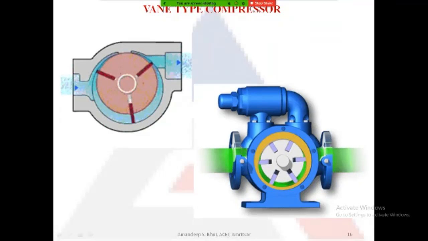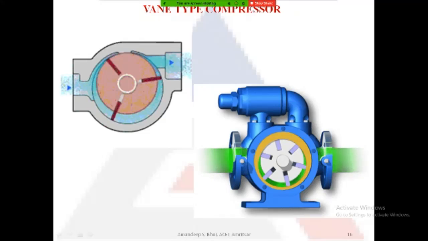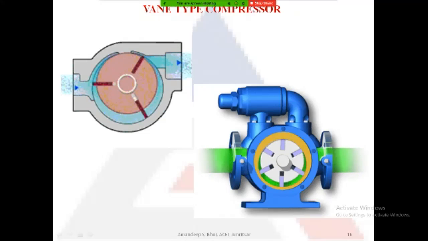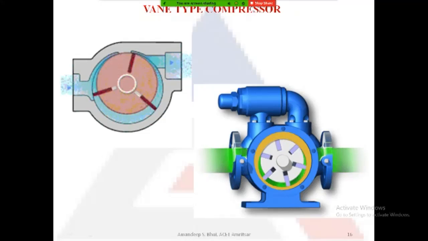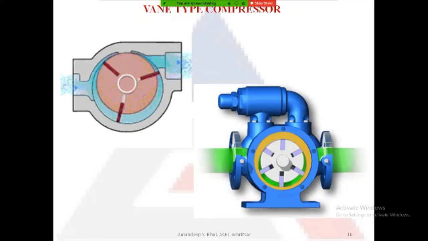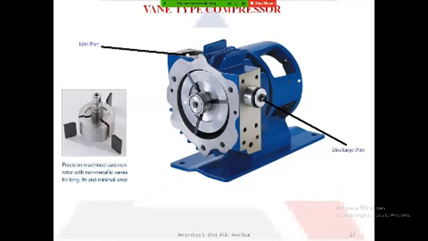Okay, so this is the working. On this side you can again see that the small pockets' volume is getting decreased and the pressure is increasing, and the supply of compressed air on the delivery side is taking place. So this is the construction and working of the vane type of compressor.